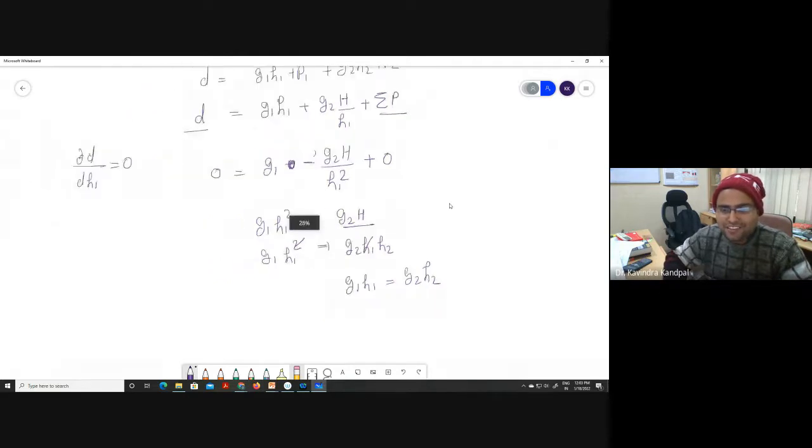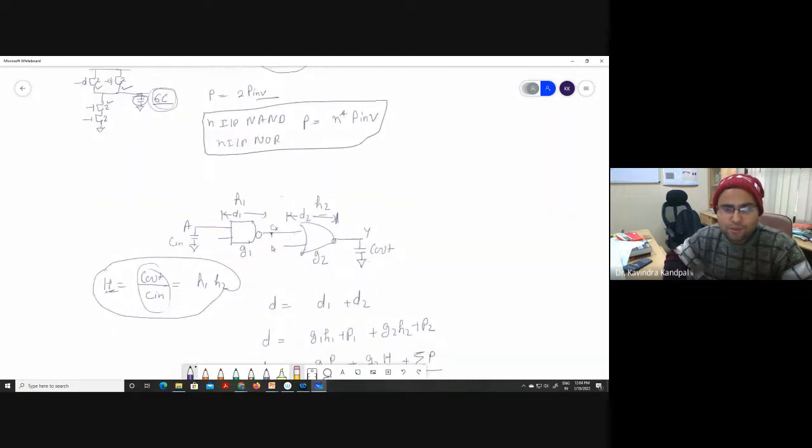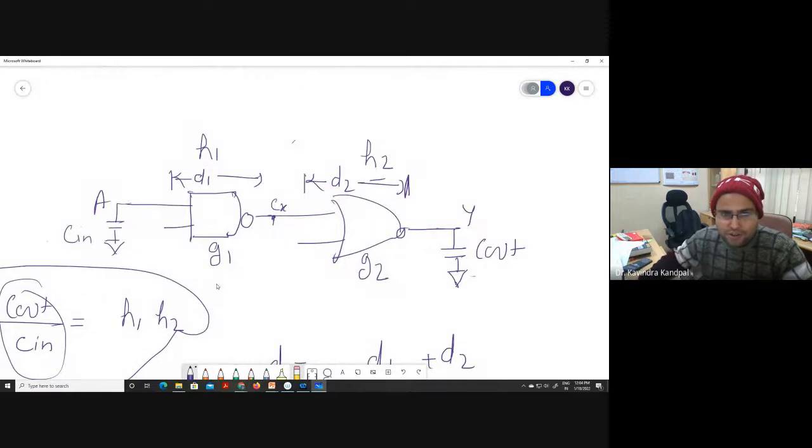Can you see it? What we are getting now is that you have this circuit, and if you want to ensure that this circuit gives you the least delay, then you need to make the effort delay of this one, which is G1 H1, equal to the effort delay of this one, which is G2 H2.